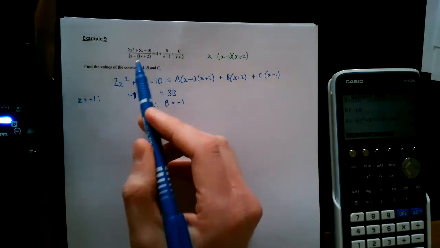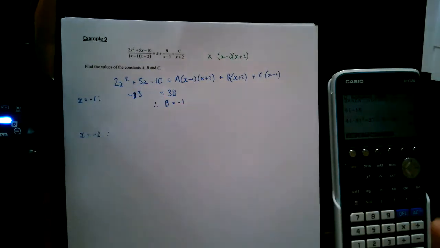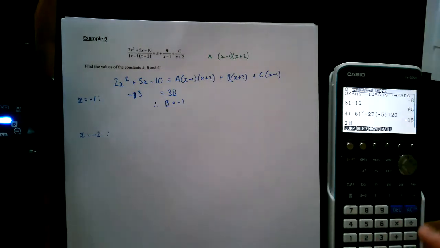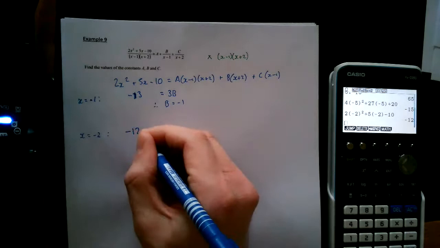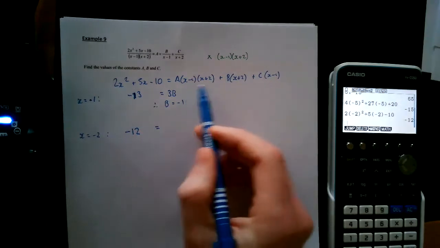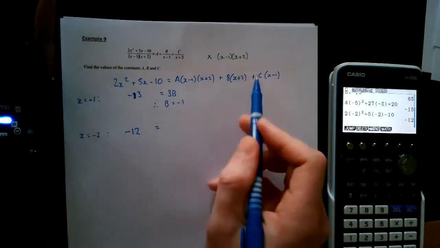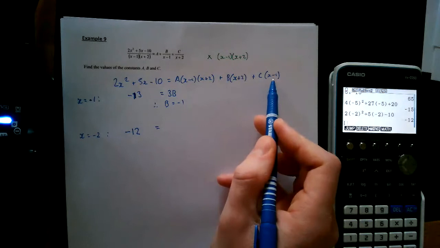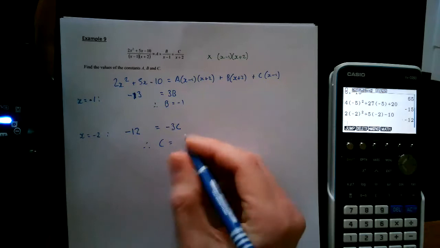Next one, this one here, x would be minus 2 there. So if I sub that in, I'm going to use my calculator this time so I don't make a stupid mistake. 2 lots of minus 2 squared plus 5 lots of minus 2 minus 10. And again, if you spot any mistakes, make sure you tell me. So minus 12. If I sub minus 2 into this side, this will give me 0, so this whole thing will be 0. This will give me 0, so this whole thing will be 0. So let's get minus 2, take away 1, so minus 3, so minus 3c. Therefore, c equals 4.